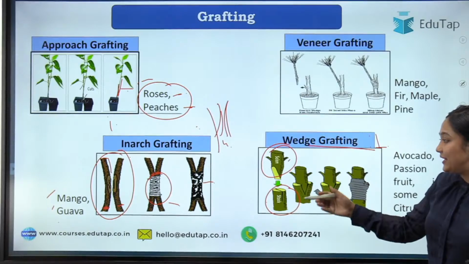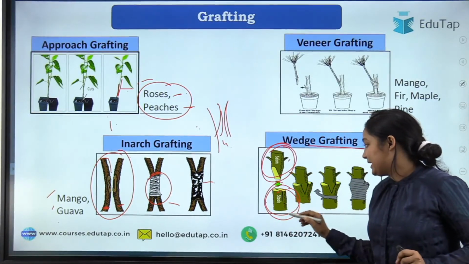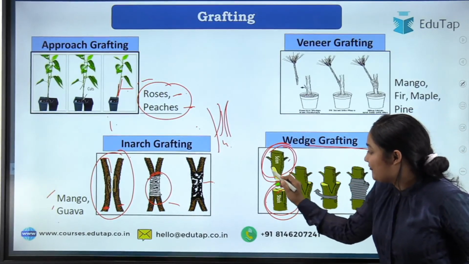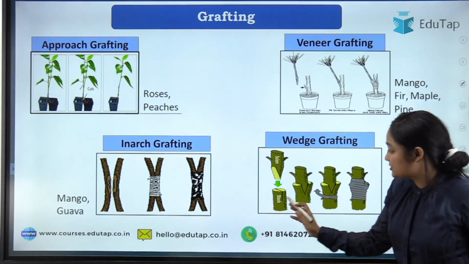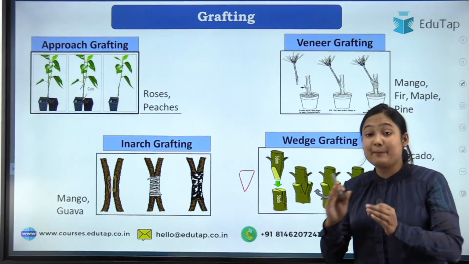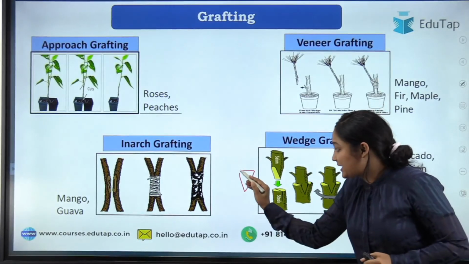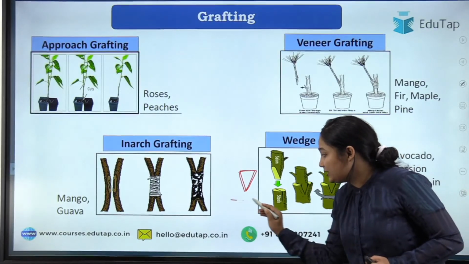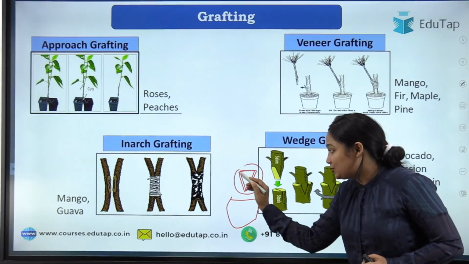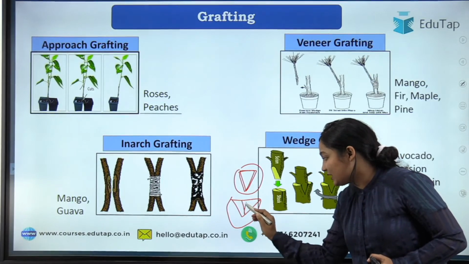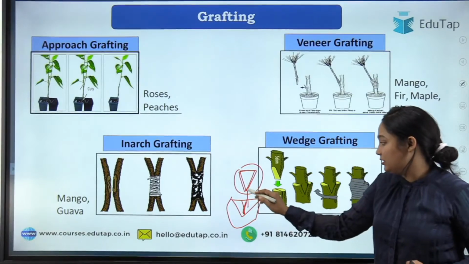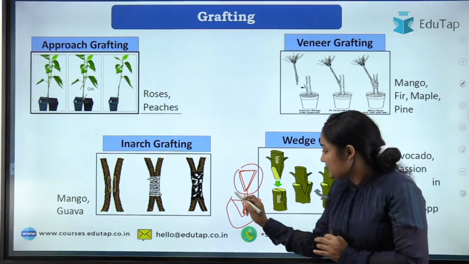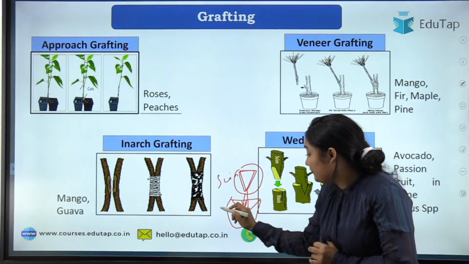Now moving to wedge grafting. Again, no leaf on the scion, no leaf on the stalk. What happens in this particular wedge grafting? You are making a wedge-like structure. What is this wedge-like structure? We have made a pencil-like or sharp structure, an inverted triangle, out of the scion. Now in your stalk, according to the size of the scion, we make a V-like cut that the scion will fit into. It's a kind of lock and key mechanism. This scion part will fit into the stalk part.